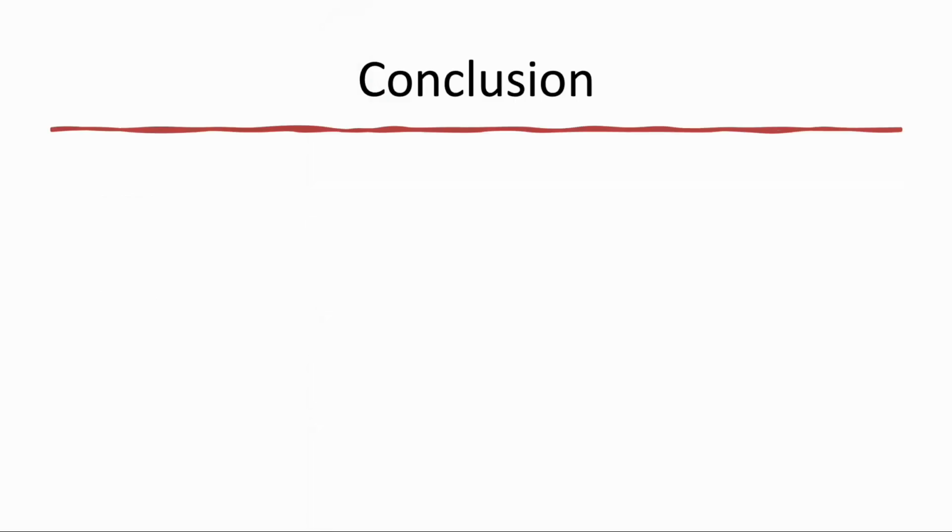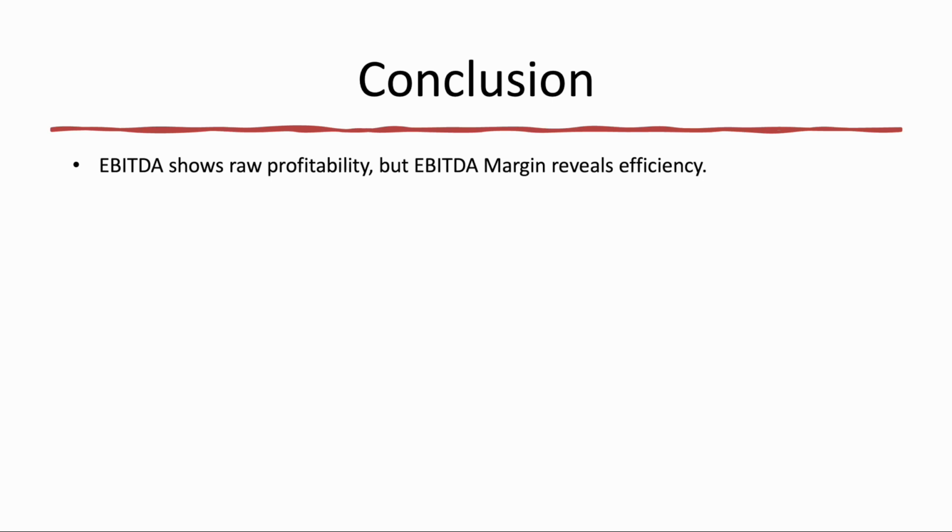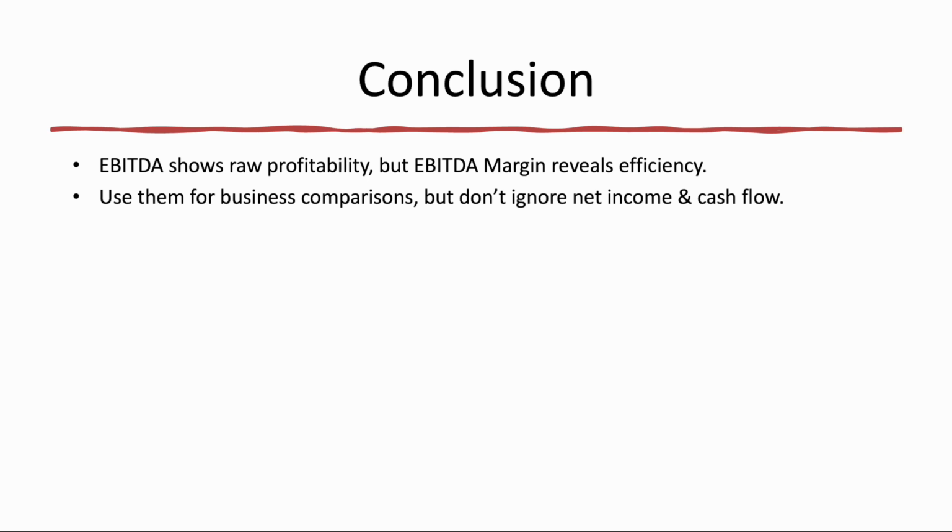So now you know why EBITDA and EBITDA margin are essential for analyzing business performance. They reveal profitability and efficiency but should always be used alongside other financial data. So the key takeaways are: EBITDA measures raw profitability, EBITDA margin measures efficiency. Both are useful but not perfect.